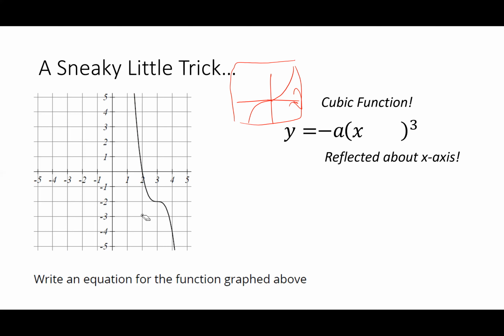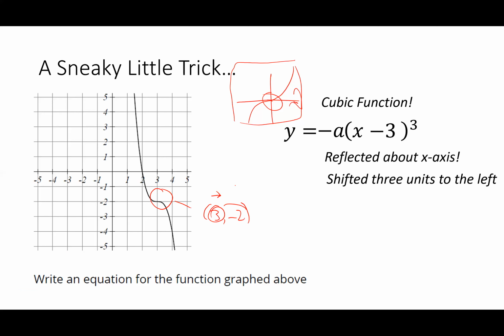I'm going to shift it 3 units to the right, because we see by default that point in the middle, this kind of saddle, is supposed to be at (0, 0). But here we see it's at (3, -2), which means I definitely moved it 3 units to the right. And since it's also at -2 and it's supposed to be at (0, 0), I see I shifted it 2 units down. Okay, great. Now here's the trick.